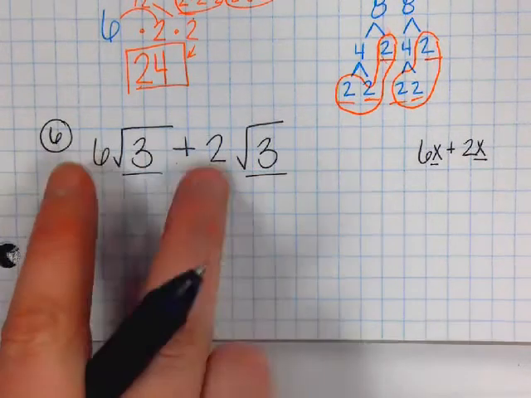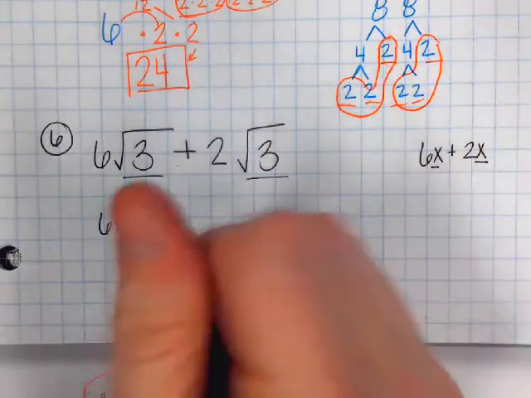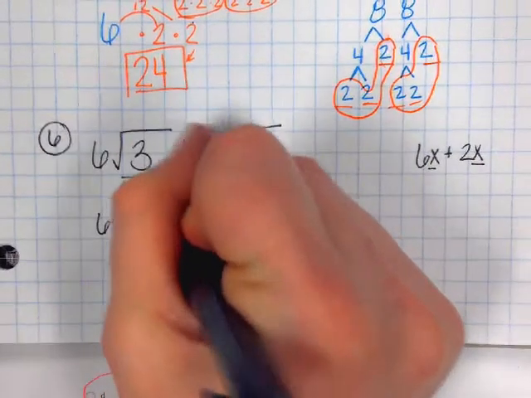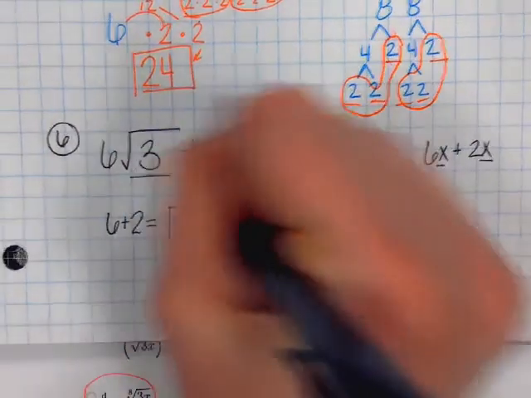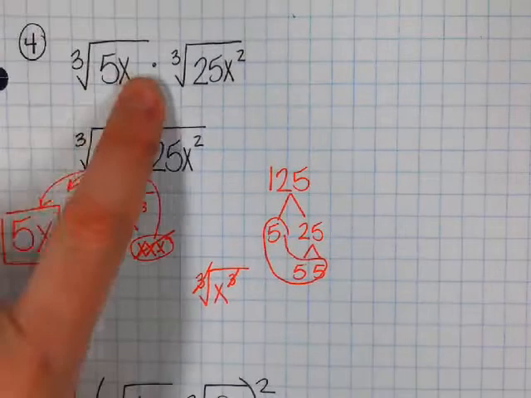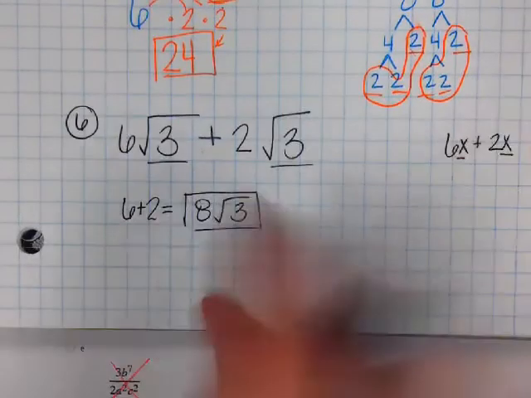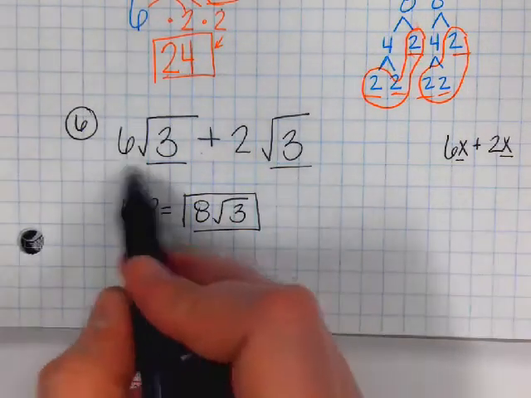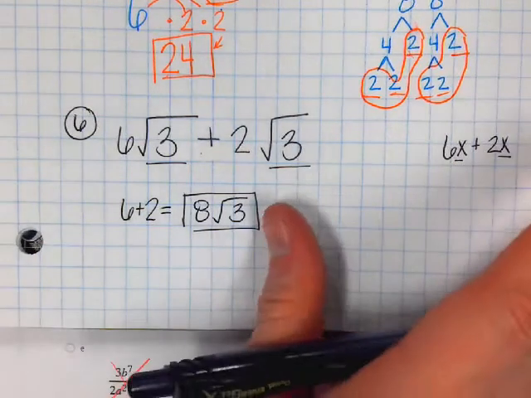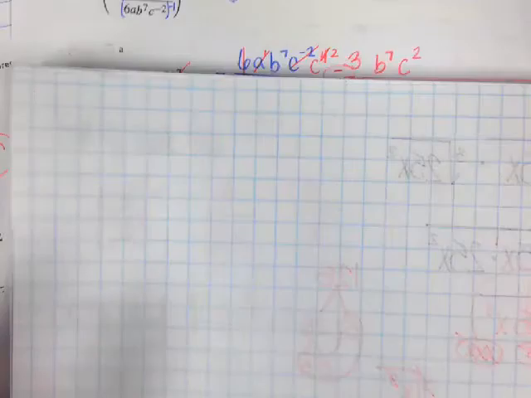Since these are exactly the same, it's like saying I have 6x plus 2x. So you're just going to add. 6 plus 2 is 8, so it would be 8 square root of 3. And you just have to keep that on there just like it was. Now the difference from the one up here, where we multiplied the information underneath, is that this one's addition. So we just add the two like numbers in front of the radical.